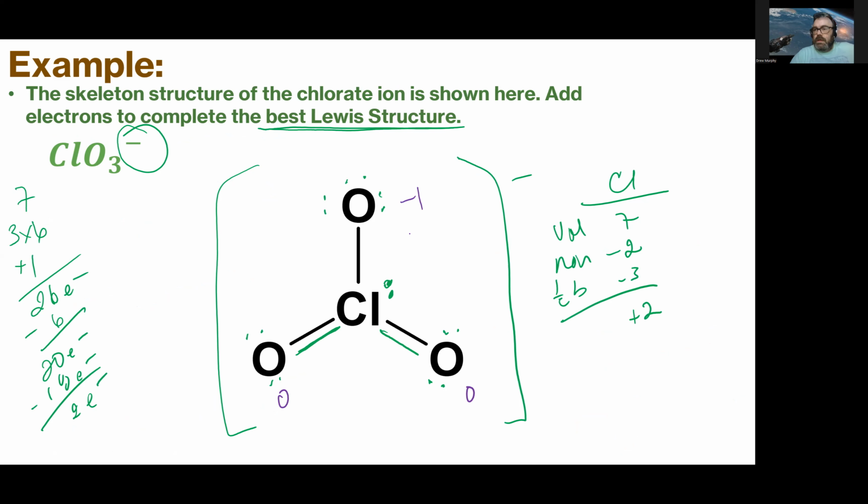So far, so good. Our purple chlorine, the chlorine now that we've fixed it, still had 7 valence electrons, still has 2 non-bonding electrons, but now it has 5 lines. And 7 minus 2 minus 5 is 0. So all zeros and a -1, that's as good as we're going to get.